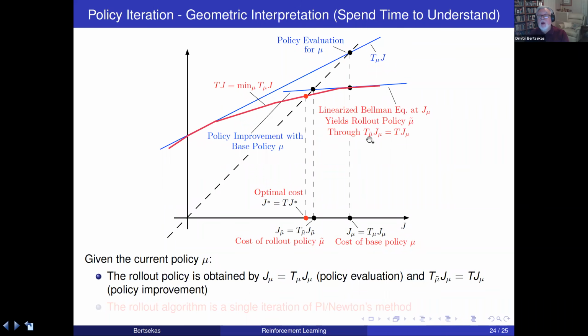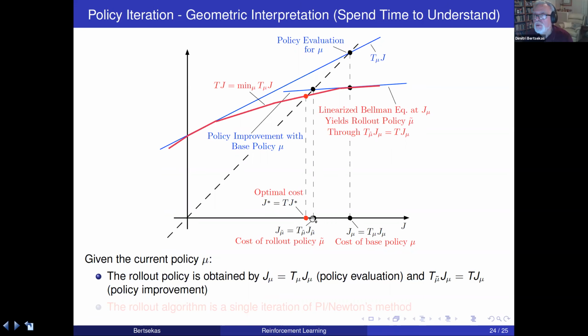And how so? Well, policy improvement minimizes over mu this expression. So the point where this minimum is obtained at J mu is the rollout policy. That's the definition of the new policy in Bellman's equation. So we start with this policy, evaluate it, and then come down here, obtain the policy evaluation, pick out the slope of the segment where we are, linearize the equation, and that gives us the cost of the new policy.